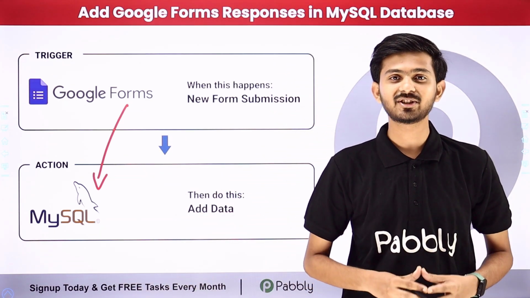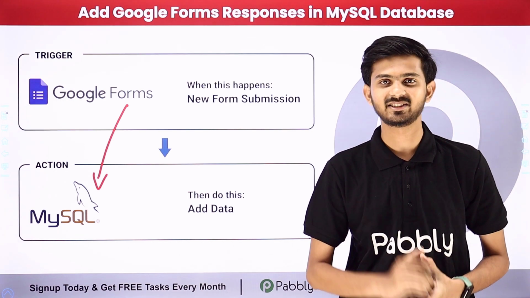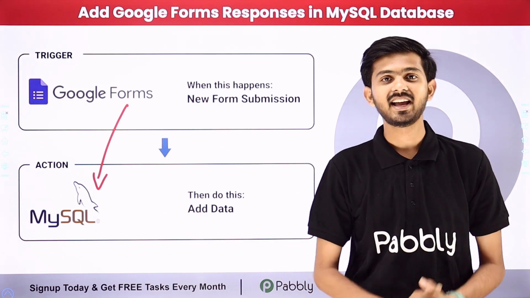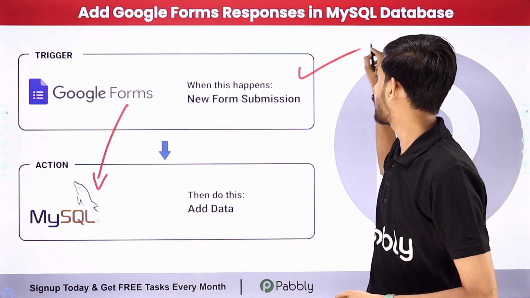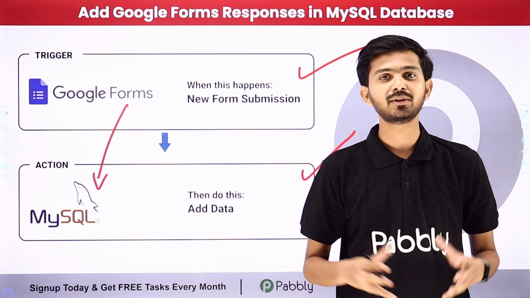For building this connection, I'm going to use Pabbly Connect, which is an amazing software for automation and integration. In Pabbly Connect, I need to use the concept of trigger and action. In the trigger application, I'm going to use Google Forms. In the action application, I'm going to use MySQL. So how am I going to build this connection?